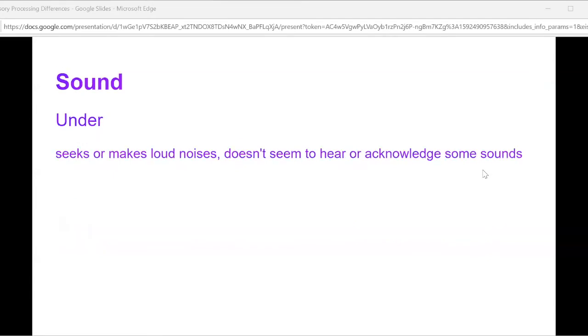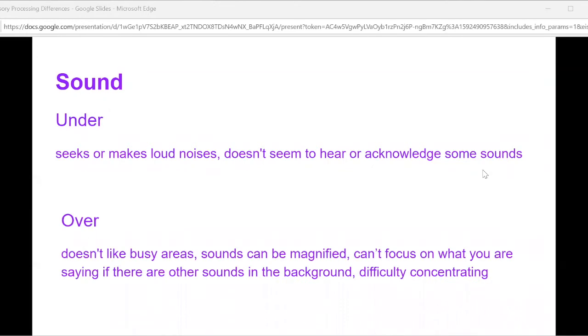So sound, if they're undersensitive, they might be seeking out noise or making loud noises themselves. And they may not seem to hear what you're saying or some other sounds, or be able to acknowledge them, because they're just not making those connections. And if they're oversensitive, then you find again busy areas can be really difficult with all the different sounds that are going on.